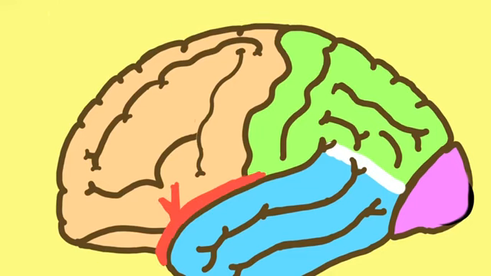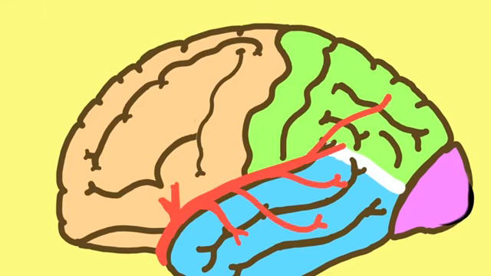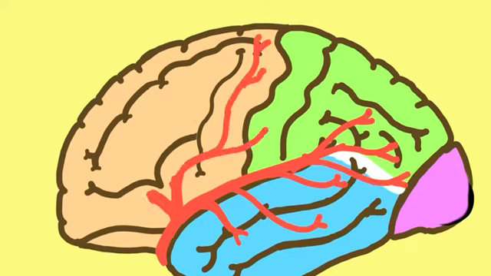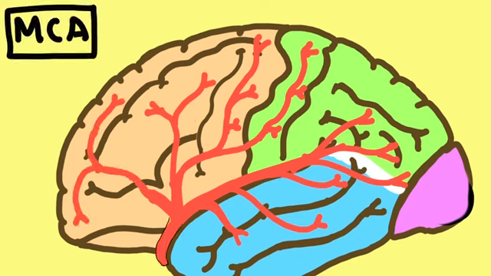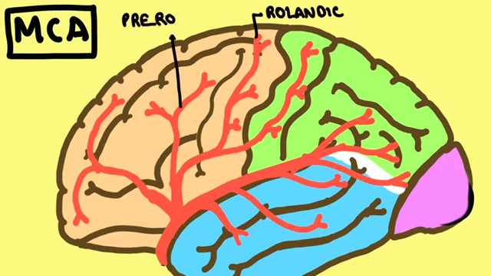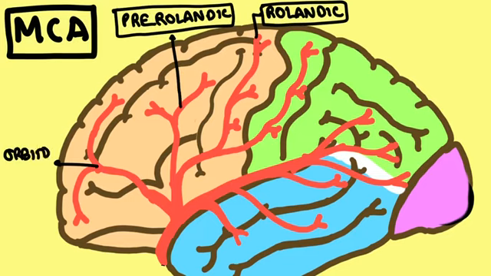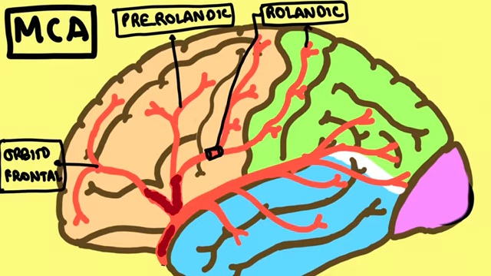Now we will see how the middle cerebral artery supplies the frontal lobe. The middle cerebral artery gives a branch, the Rolandic branch, which runs in the central sulcus and supplies the motor cortex, and the pre-Rolandic branch, which supplies the premotor area. Next is the orbitofrontal branch, supplying the orbitofrontal area.